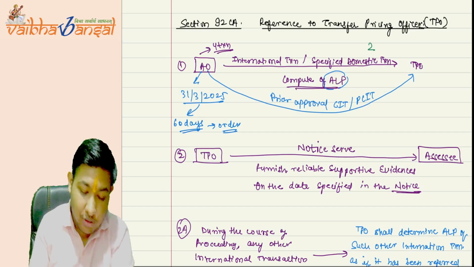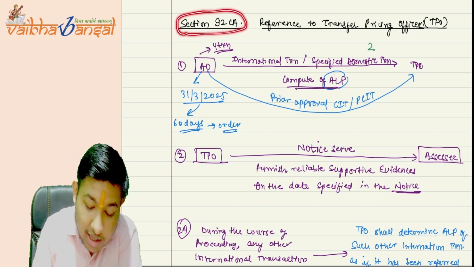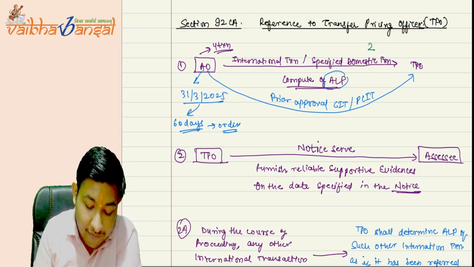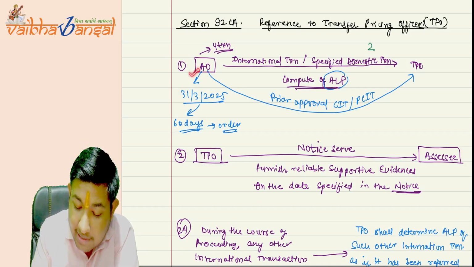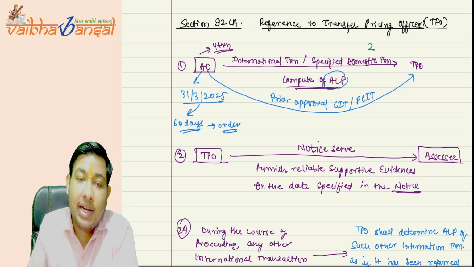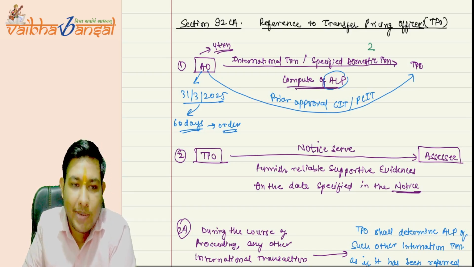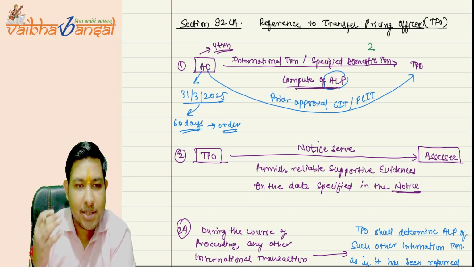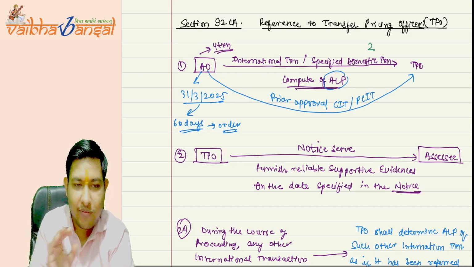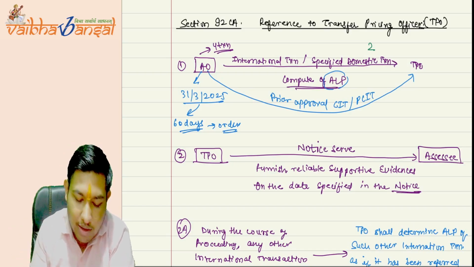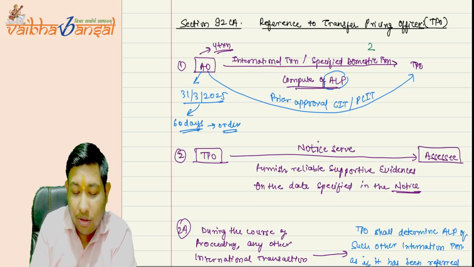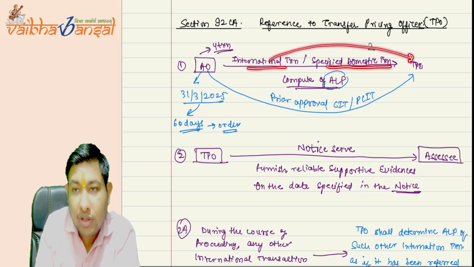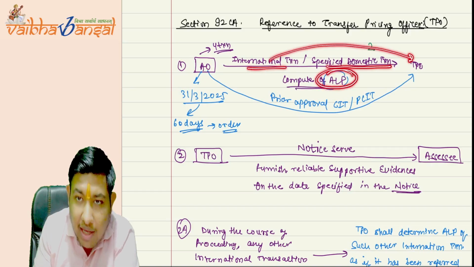Okay, now listen to it very carefully. Reference to the transfer pricing officer is in section 92CA. First point: when the AO finds there is some international transaction or specified domestic transaction, which we covered in the first class as within the scope of transfer pricing, both can be referred to the TPO for the computation of the ALP.